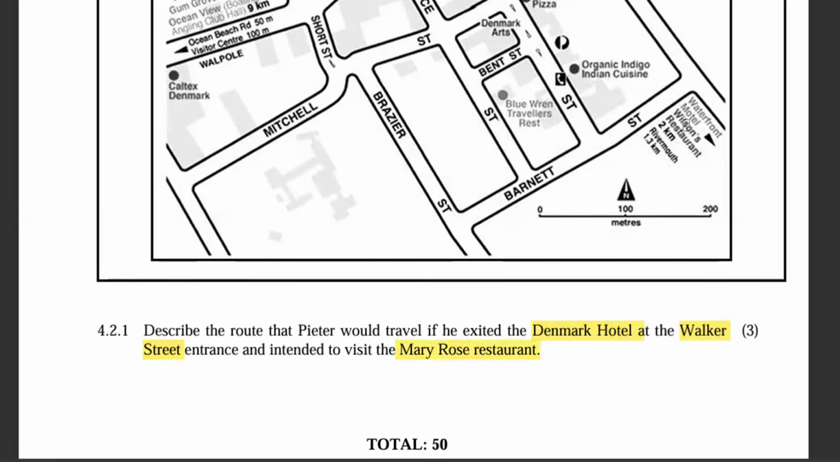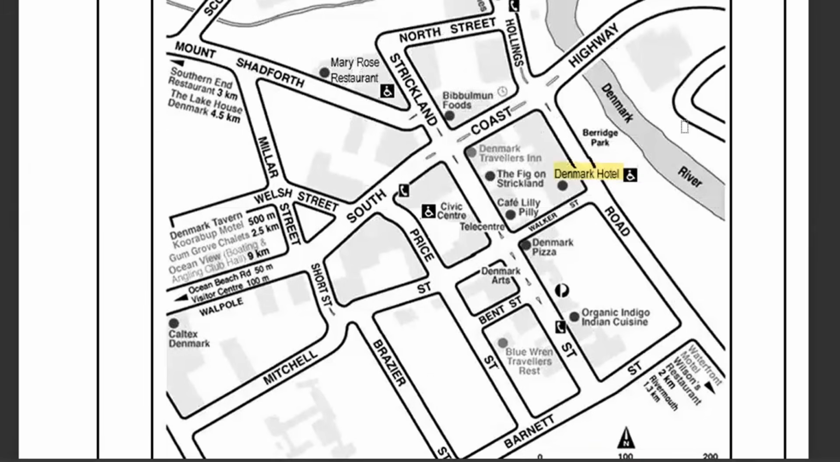So those are the things that you need to look at. We've already identified the hotel. So this is the Walker Street. Then where is he going? He's coming to see the Rosemary restaurant. So there are very many ways. If he exits on Walker Street, he can either come down here, then he turns here. That's the first option.